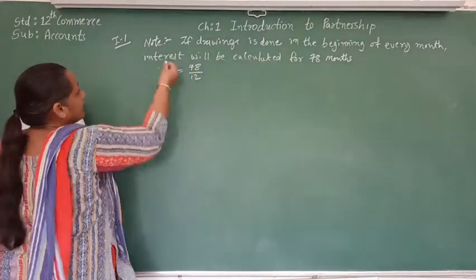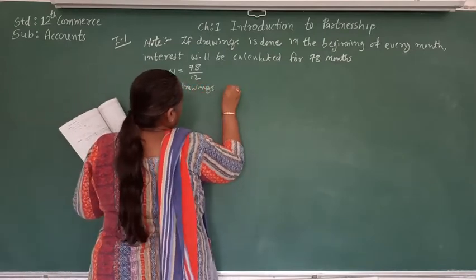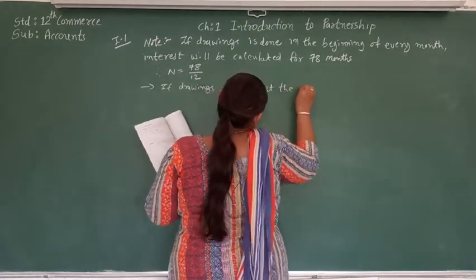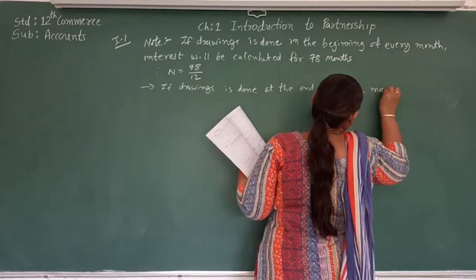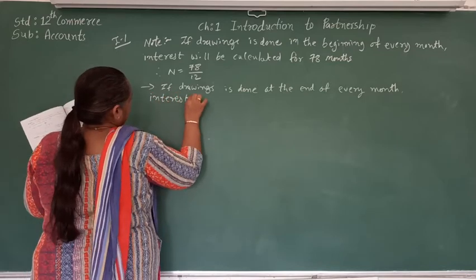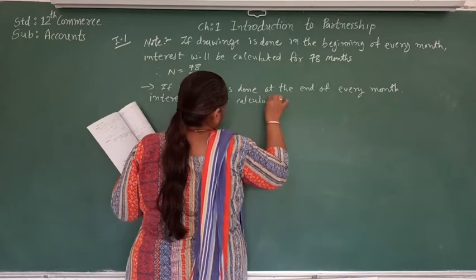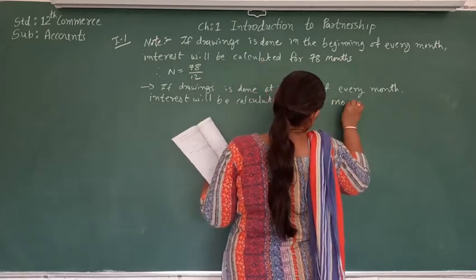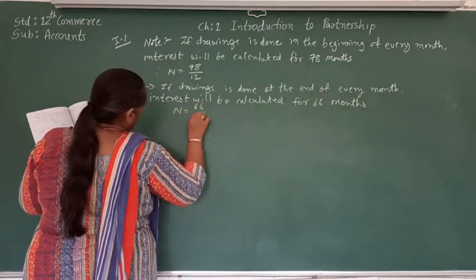And the same, if drawing is done at the end of every month, interest will be calculated for 5.5 months. So therefore N is equal to 66 upon 12.